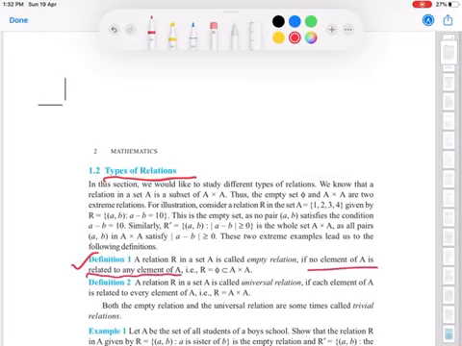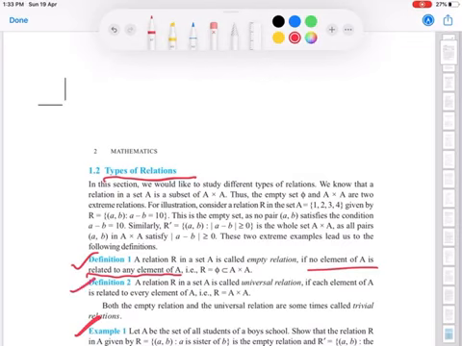They have given an example also here, so I can tell you about that example. They are saying let A be the set of all students of a boys school. Show that the relation R in set A given by R equals (a, b), where a is a sister of b, is the empty relation. Now we know that if A is the set of all students of a boys school, then there will be no girl in that. Since there is no girl, there can be no ordered pair (a, b). There can be no two boys in that school such that one boy is the sister of another boy. It is not possible. So therefore we will get here an empty relation.